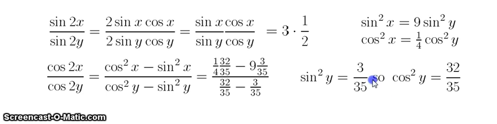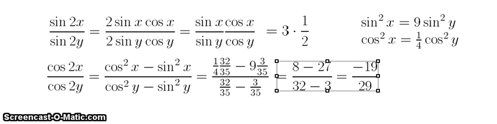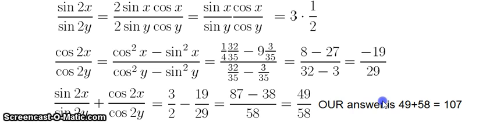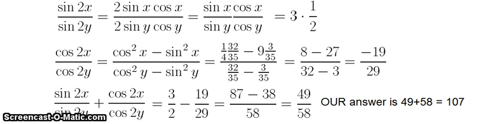So now I'm almost done. I can multiply top and bottom by 35, so the top is 32 over 4, which is 8, minus 9 times 3, which is 27, and then the bottom is 32 minus 3, so it's negative 19/29. And of course, to finish, the sine of 2x over sine of 2y plus cosine 2x over cosine 2y is 3 halves for the first one, negative 19/29 for the second one, so now it's just arithmetic. It simplifies to 49/58. That's in lowest terms, of course, because the top is 7 times 7. So our answer is the sum of the numerator and denominator, which is 107.